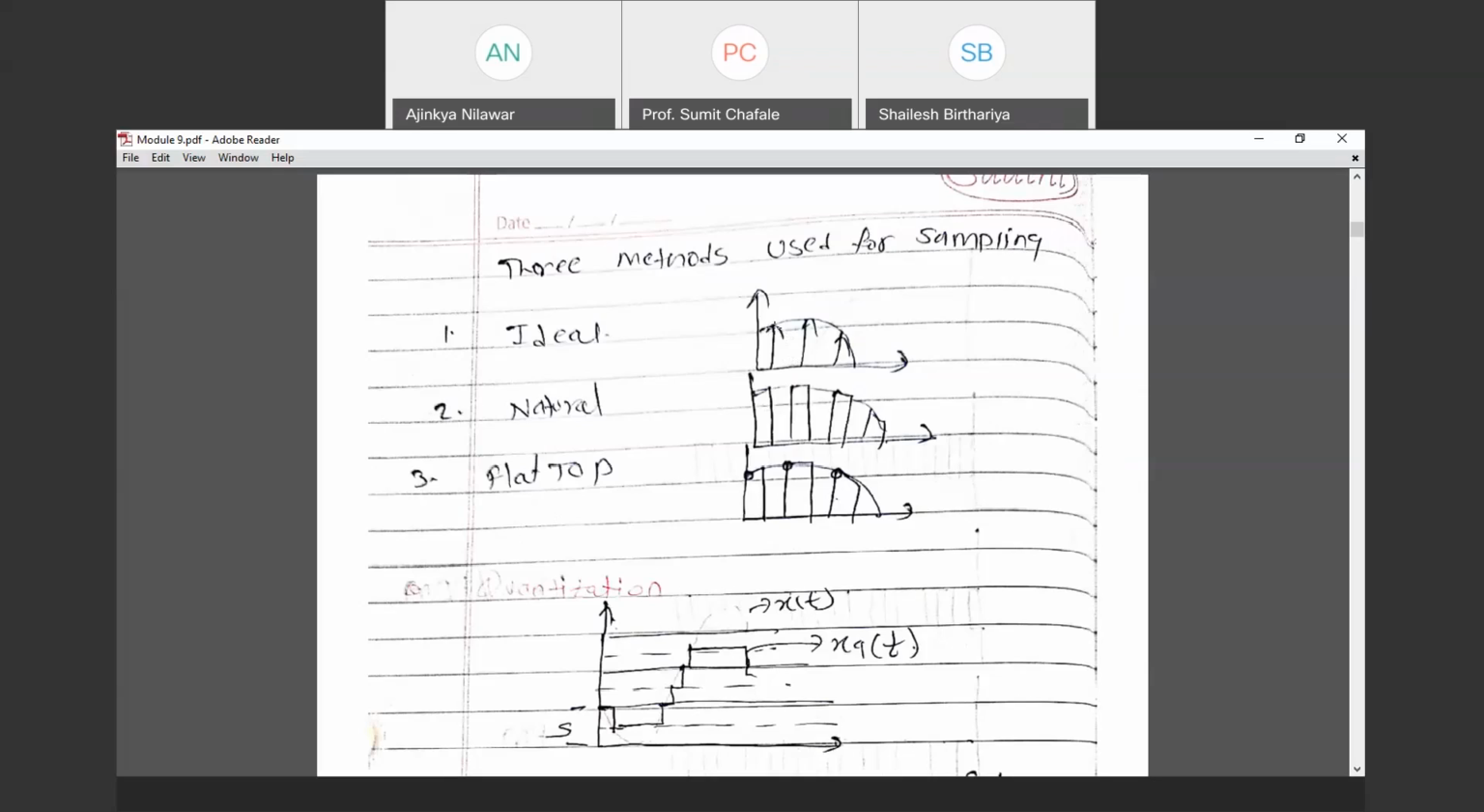That means the signal is passing through the hardware circuitry at a regular interval. That interval is 1 microsecond, 2 microsecond, and 3 microsecond. I'm just giving one simple example of how this sampling works.